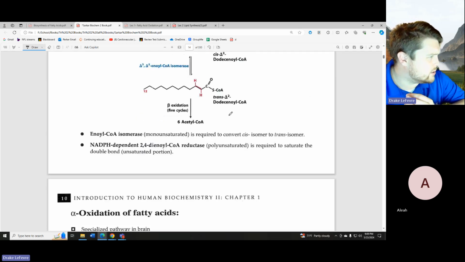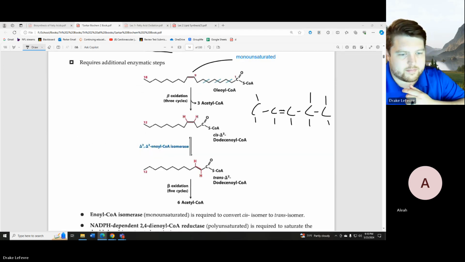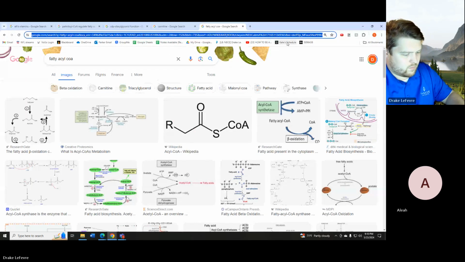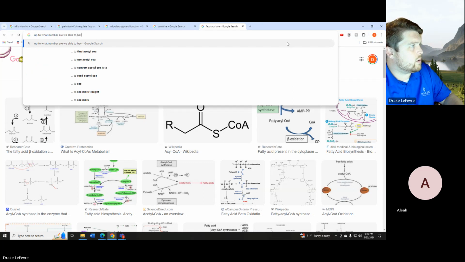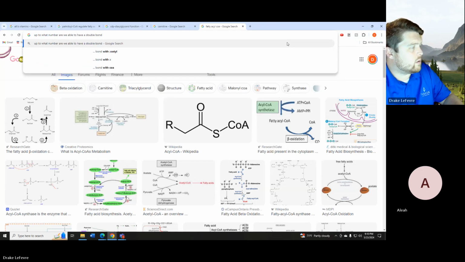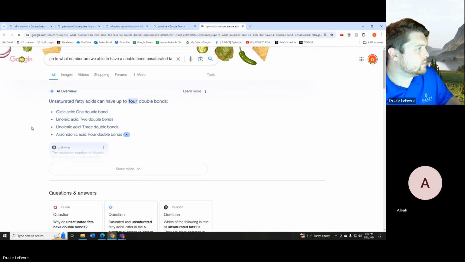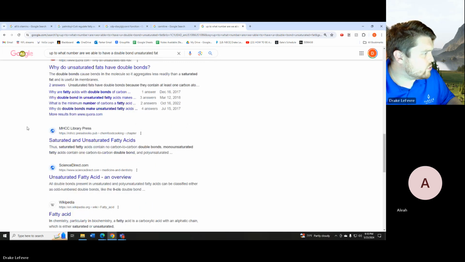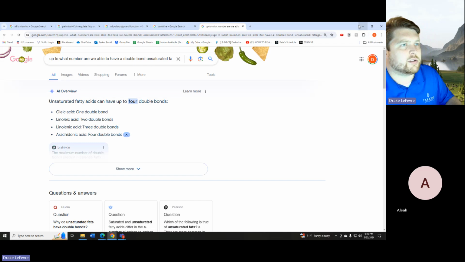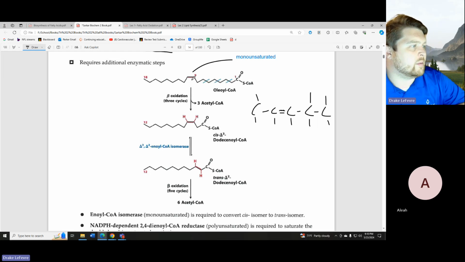And there's a rule. There's the rule. Let me look it up. I'm sure we'll get to it. There's a certain rule in humans where they can't create double bonds past a certain level. So we'll get to it when we get to it.